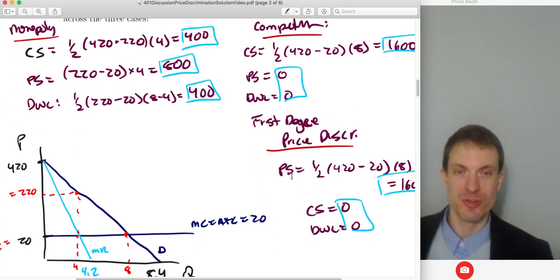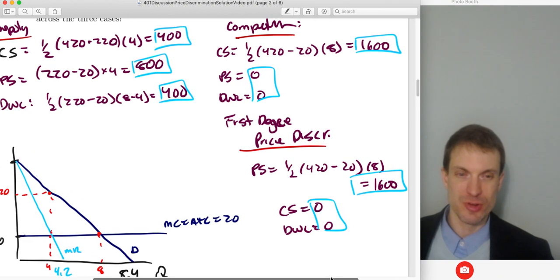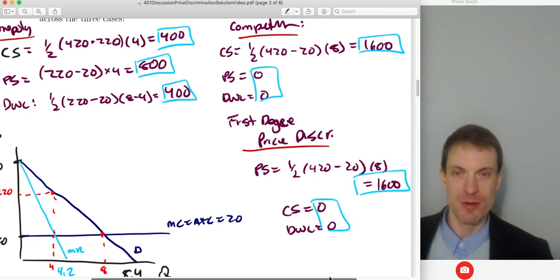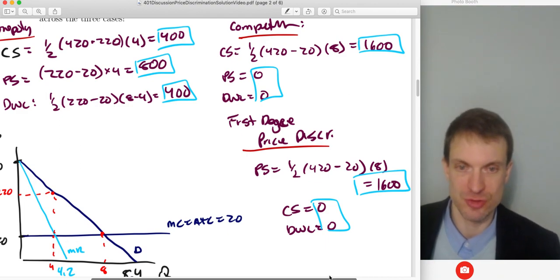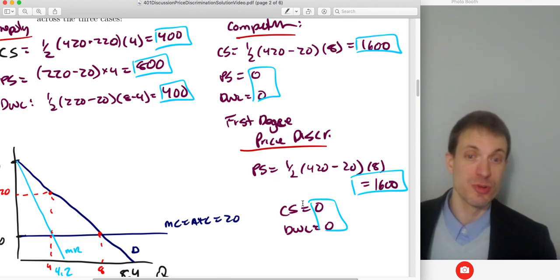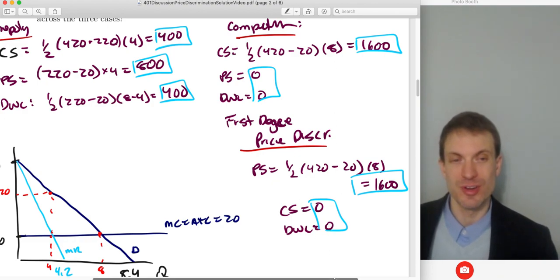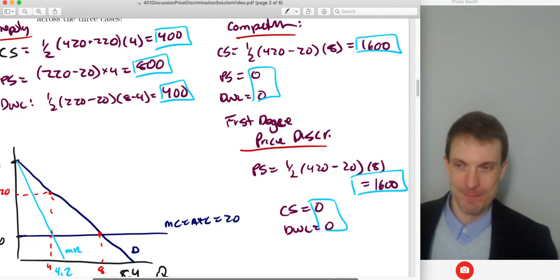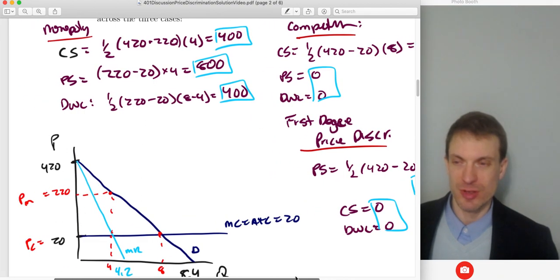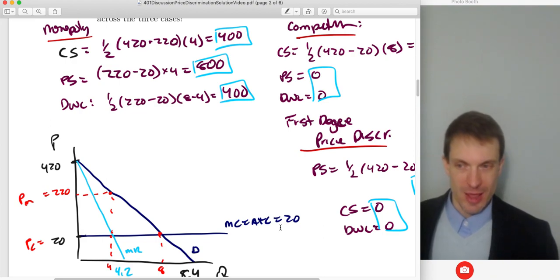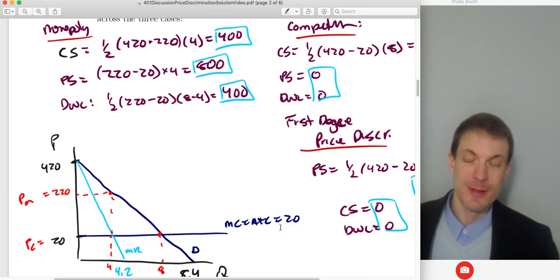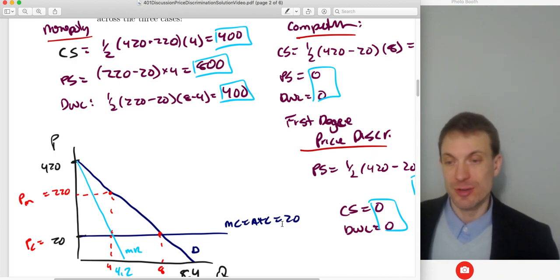With first degree price discrimination, the situation is similar. It's just that what was consumer surplus with the competitive market is now producer surplus with first degree price discrimination, because the firm is able to perfectly extract all the surplus. There's no consumer surplus and there's no deadweight loss. It's also efficient. So from the standpoint of the metric of economic efficiency, economists wouldn't have that as a criticism of first degree price discrimination. It's not great for consumers, obviously, but it's not inefficient.